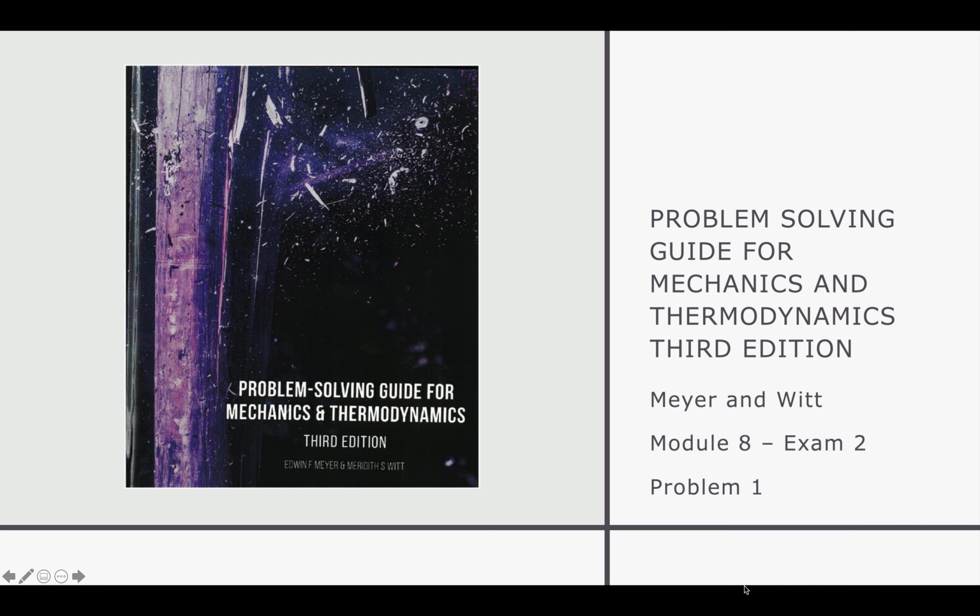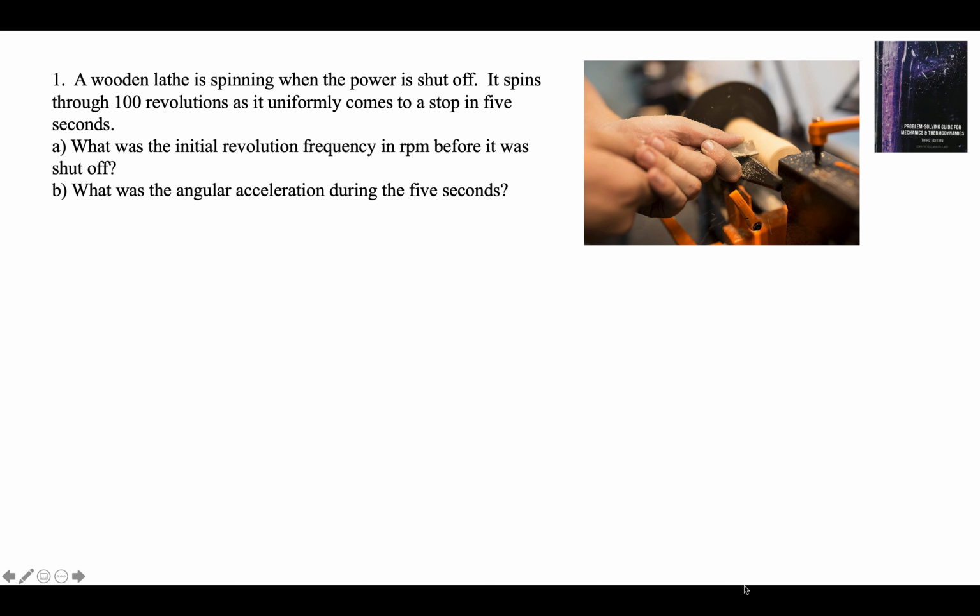This is a walkthrough of Problem 1 on Practice Exam 2 of Module 8 in the book Problem Solving Guide for Mechanics and Thermodynamics. A wooden lathe is spinning when the power is shut off. It spins through 100 revolutions as it uniformly comes to a stop in 5 seconds. Part A asks for the initial revolution frequency in RPM before it was shut off.